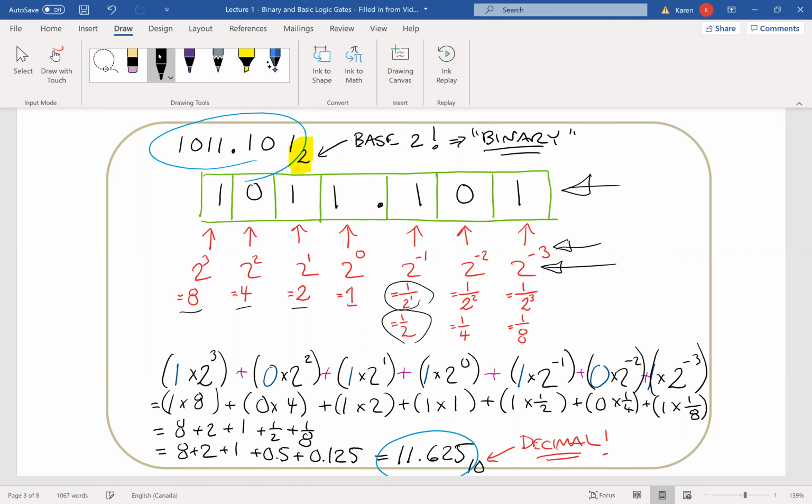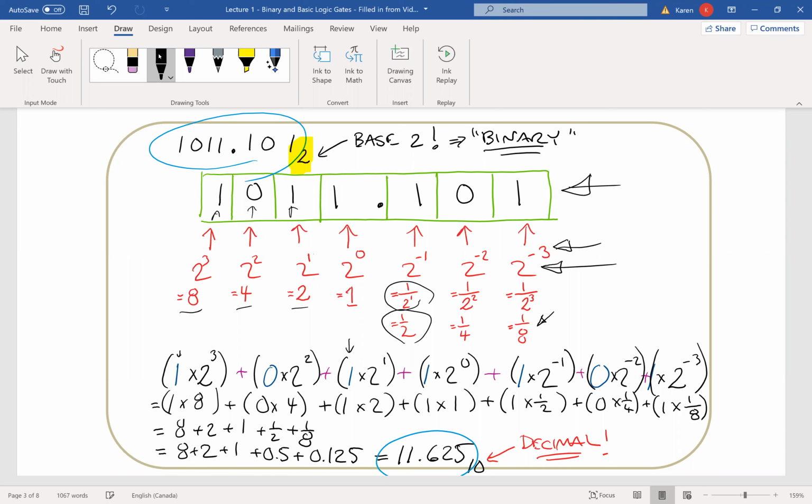So same as over here, 2 to the exponent negative 3. Remember, when you have a negative exponent, that's the same as an exponent, but in the denominator. So that means 1 over 2 to the power of 3. And 2 to the power of 3 is 8, so that's 1 over 8. So I'm going to take this number, here's the 1, here's the 1 from up here, here's the 0 from here, here's the 1 from here, and I'm going to multiply each of those by 2, the base 2, to the appropriate exponent.